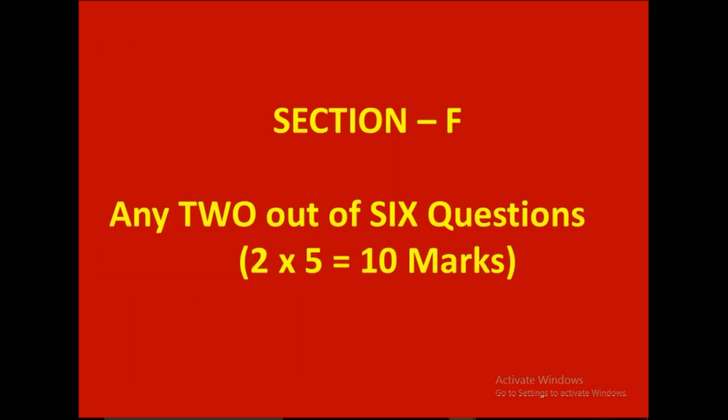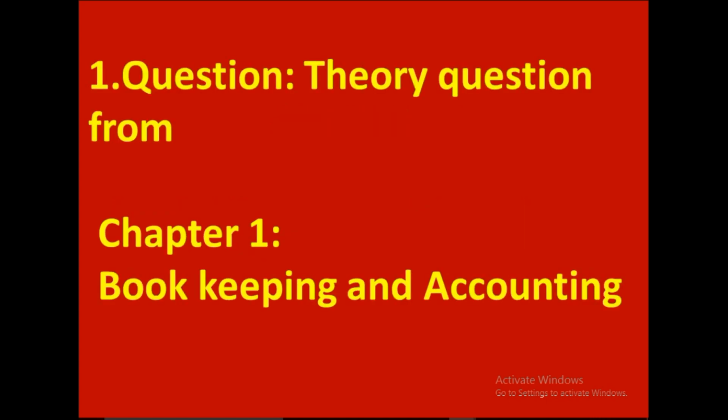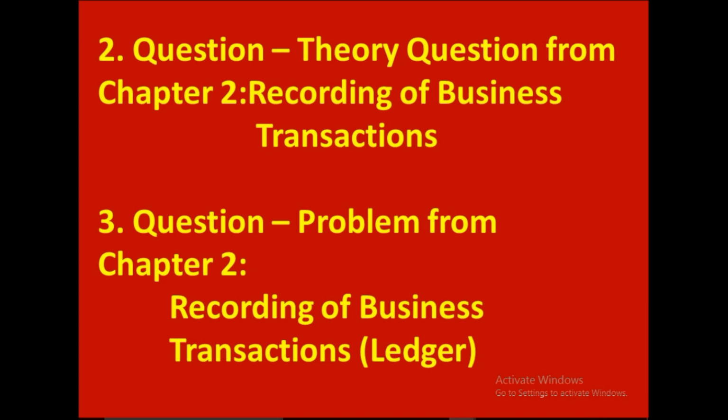Section F. Any 2 out of 6 questions. 6 questions will be given to the student. Student has to attempt any 2 out of 6. 2 into 5, 10 marks. Each question carries 5 marks. First question is a theory question. It is from first chapter, Bookkeeping and Accounting. Second question is also a theory question. It is from chapter 2, Recording of Business Transactions.